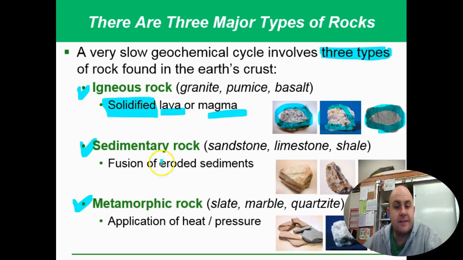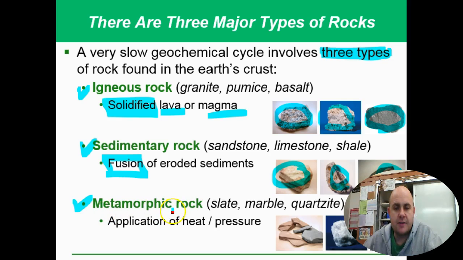The second kind of rock is sedimentary rocks. Sedimentary rocks are made from sediment, or little teeny tiny pieces of rocks like sand, silt, gravel, things like that, that have been fused or stuck together. And so these kind of rocks, examples, sandstone, limestone, and shale. Sandstone comes from sand, shale comes from mud, limestone comes from actually the shells of creatures like in the ocean.